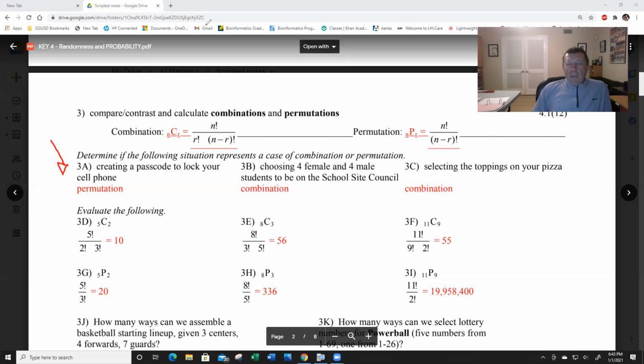B, choosing 4 female and 4 male students to be on the school site council. That's a combination, okay? Because there's no order. It doesn't make any difference. If you're chosen, you're on the committee. It's not like there's a specific order. And then C, selecting the toppings on your pizza, okay? That is a combination. We don't say, I'd like a pizza permutation. No, it's a combination. Does it matter the order of cheese, meat, salami? No, it doesn't matter. It's a combination. It's there or it's not. Okay.